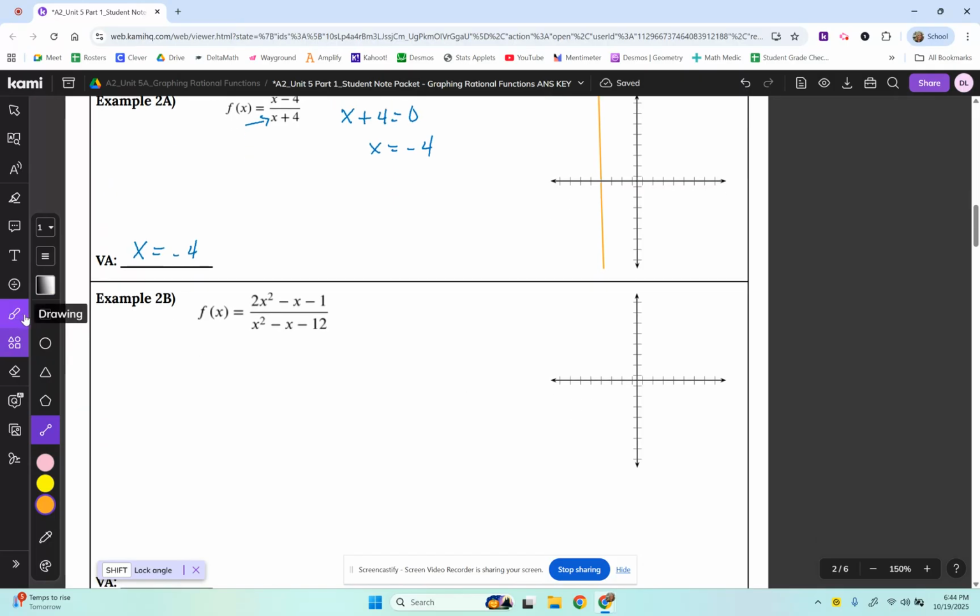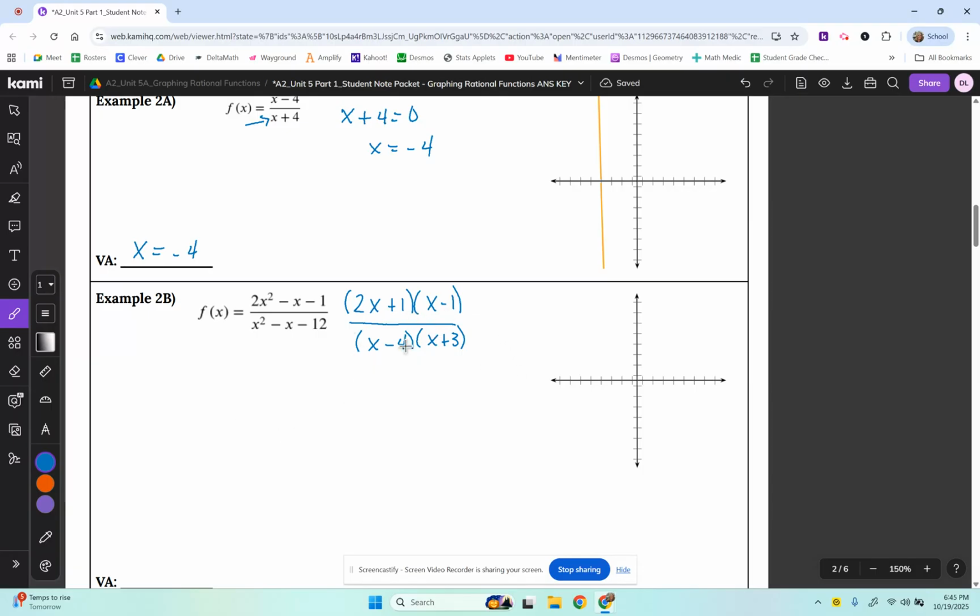Example B, same as before. Okay, we have to factor this. So this is going to give us, if you remember what we had before, 2x plus 1 times x minus 1. So we get 2x squared minus x minus 1, and we're going to divide that by x minus 4 and x plus 3. Okay, so we factored it. We don't have any holes to cancel. If we did, we'd have to do that now.